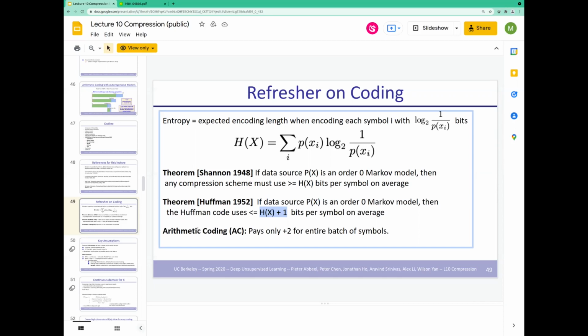And then the other one that we looked at last time was arithmetic coding. This is very close to the entropy. There's only a plus 2, but the plus 1 for Huffman is per symbol, and it's the upper bound. This plus 2 is on the entire message. Right, so that was stuff we looked at last time.